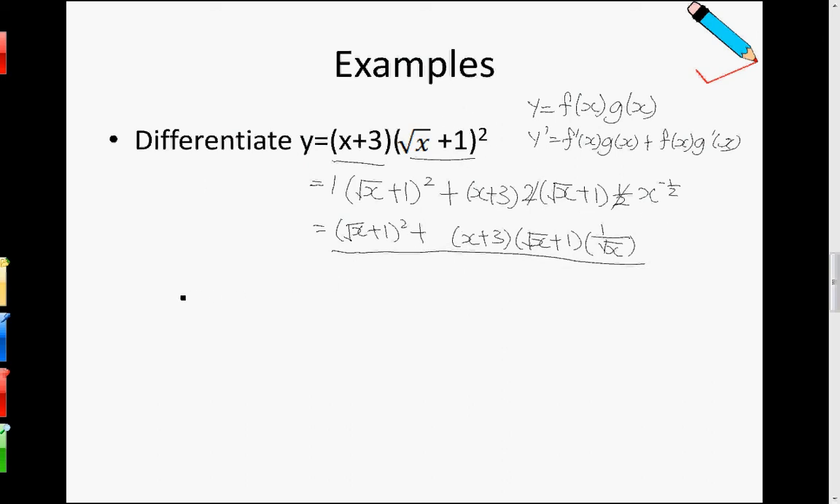For those of you who cannot see properly, maybe you can try to differentiate this term over here, and then you will probably get this term over here. So you can employ chain rule.